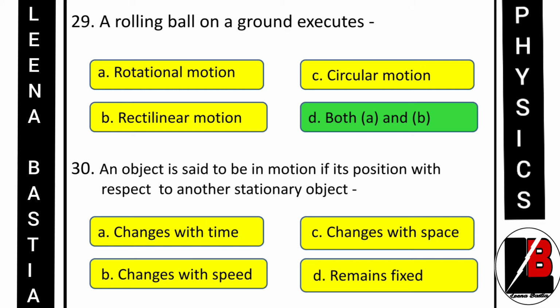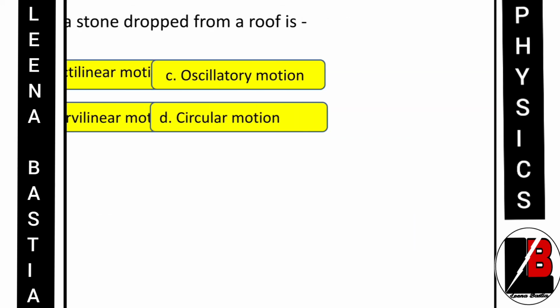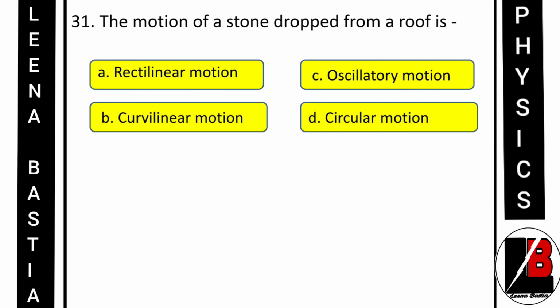So options are changes with time, changes with speed, changes with space, remains fixed. Yes, the answer is changes with time. Next question. Children, it is asking the motion of a stone dropped from a roof is rectilinear motion, curvilinear motion, oscillatory motion, circular motion. So the answer is clearly it will be rectilinear motion.